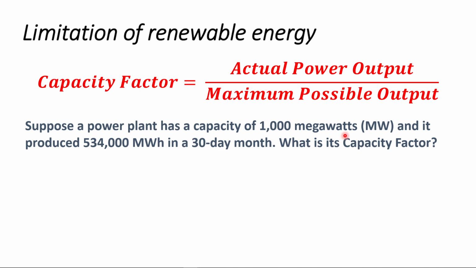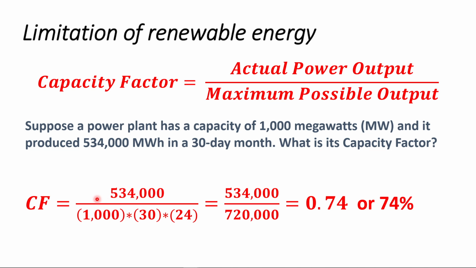Okay. Now it only produces 500. It produced 534,000 megawatt hours in a 30-day month. What is its capacity factor? All right, so to calculate that, let's focus on the bottom, the denominator. If we start with a capacity of 1,000 megawatts, I need to convert that to megawatt hours because I need to calculate work, that's energy produced. So 1,000 megawatts times 30 days. Now, if I was looking at a year, then instead of 30, I would multiply by 365. But right now, I'm just looking at a 30-day month.